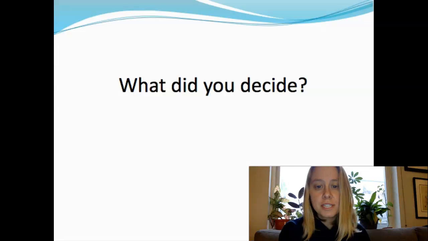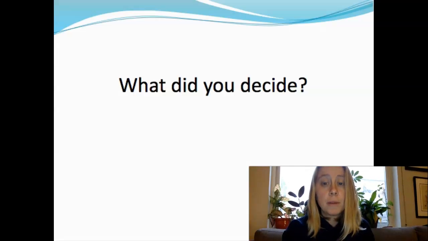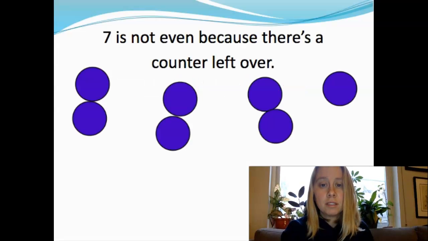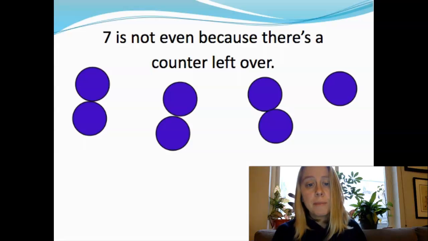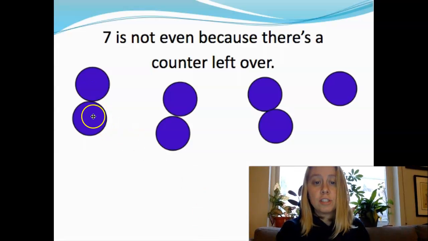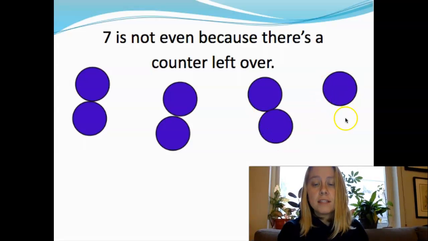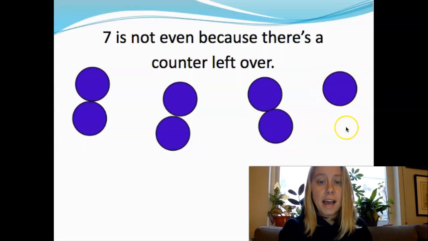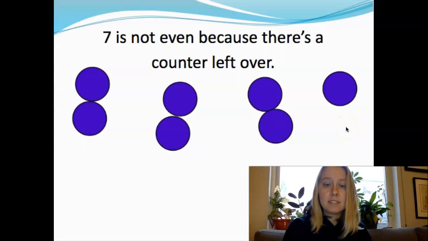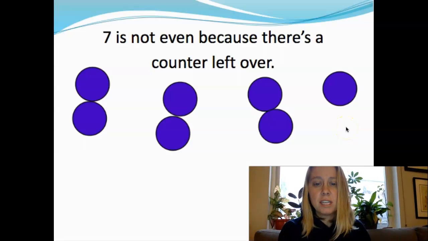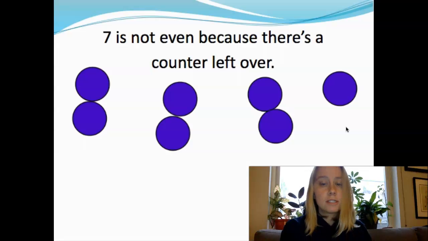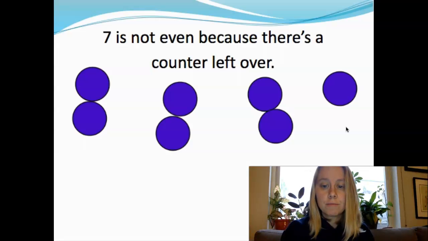Okay, so what did you decide? Was 7 an even number? Did each number have a pair? No, 7 is not an even number because when I paired them up, I got 1, 2, 1, 2, 1, 2, and 1. This one that was left over here did not have a pair. So if you didn't have the same setup that I did, if you paired them differently, check my work and compare it to yours and see if you need to make any changes now.